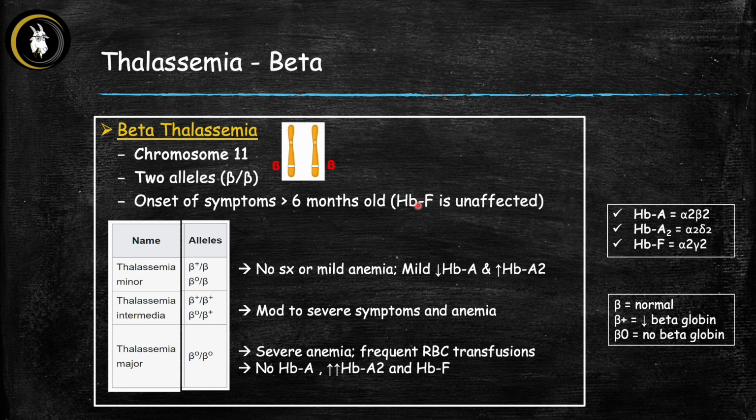So this is a very high yield and important fact to know about the difference between beta and alpha thalassemia, that for beta, it doesn't show up until after 6 months of age or so. So now let's move on to the types.